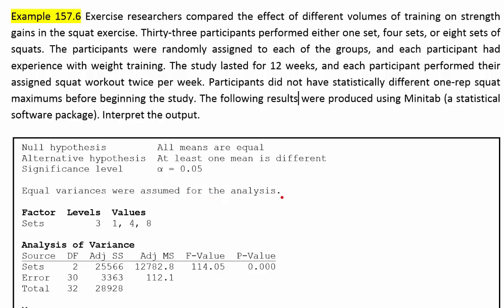They go on to tell us that there were 3 levels of set ranges, right? So in other words, the factor that we're looking at is the number of sets, and there were 3 levels for the experiment, either 1 set, 4 sets, or 8 sets. So participants either squatted by doing just 1 set for each workout, so in other words, twice a week they did 1 set, or they did 4 sets twice a week, or they did 8 sets twice a week.